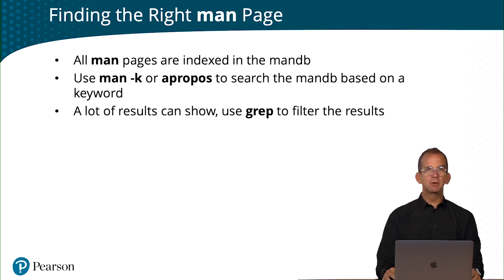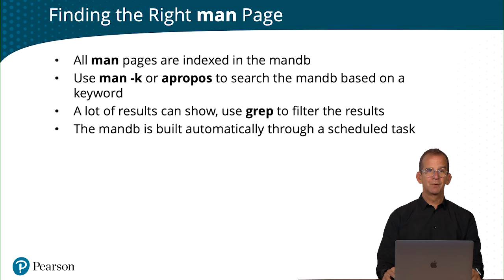In the output, you can find a lot of results. And if you get too many results, you can use the grep command in a pipe to filter the results. I'll show you how that works.